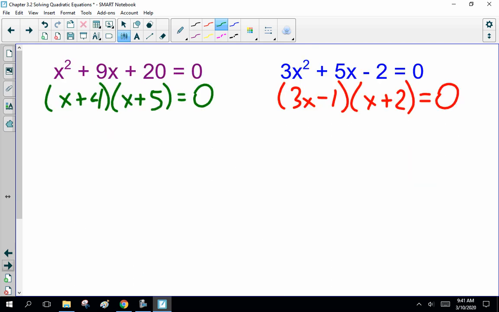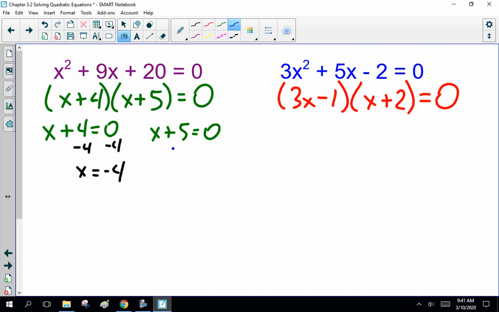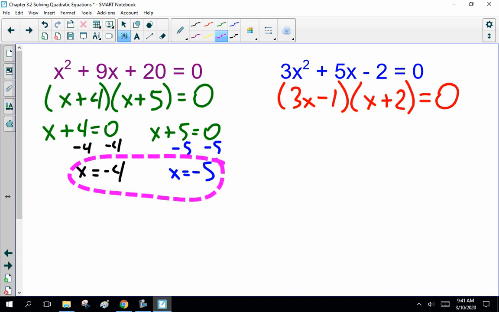Now, can we solve these? Yes. I'll do the first one with you. X plus 4 is equal to 0. Minus 4, x equals minus 4. X plus 5 is equal to 0. Minus 5, x equals minus 5. So to solve this, x is minus 4 or x is minus 5.